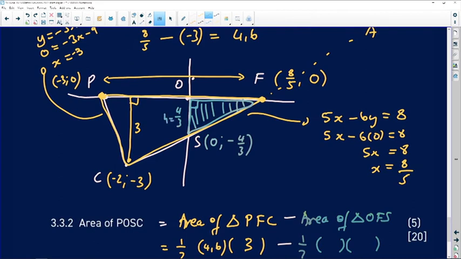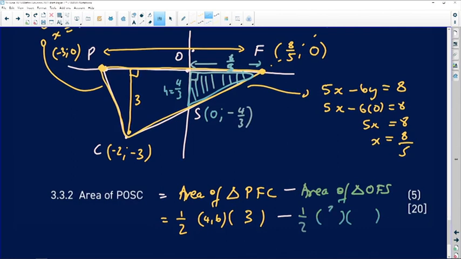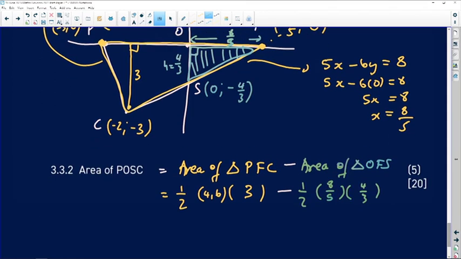The base of the green triangle is from the origin all the way to point F, and we found that as 8 over 5. That's basically straightforward as well. So the base is 8 over 5, and my height there is 4 over 3. Then I'll be able to work out the area of the green triangle. From that, we can tell what the final answer is going to be. When you take the difference between those two areas, it comes out as exactly 5.83 square units.